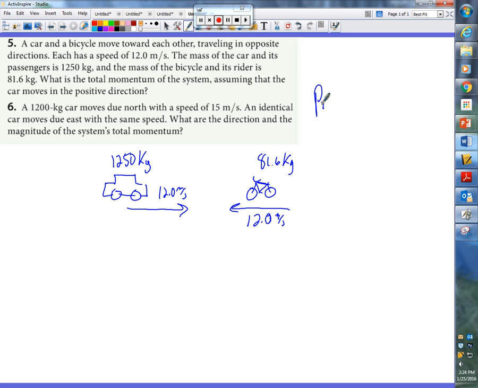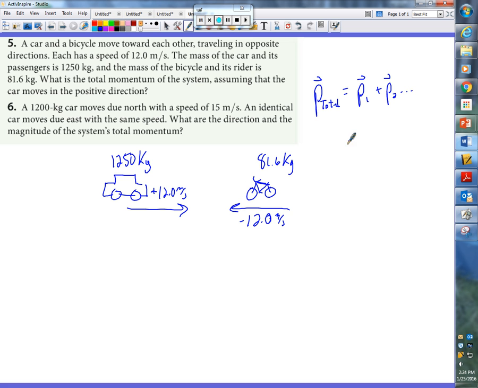Now, P total, which is a vector, is equal to the sum of all the individual momentums. P1 plus P2 for however many momentums there are. In this case, there are just two. There's a car and there's a bicycle. But momentum is a vector quantity, which means direction matters. So they said this one's going in the positive direction, so let's say that's a positive 12 meters per second, and this one's a negative 12 meters per second.